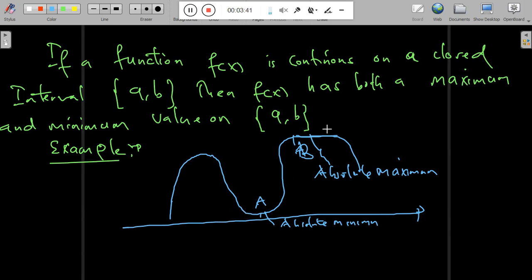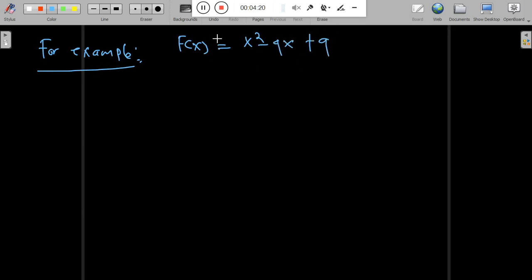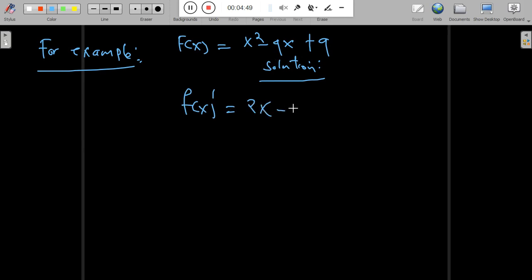Let's look at a simple example of how we can solve for the absolute maximum and minimum value at a given interval. Suppose we have the function f of x equals x squared minus 4x plus 9, and you are required to calculate the absolute extremal values, whereby you are provided with an interval of 1 and 4. Now the first procedure: you need to differentiate the function.